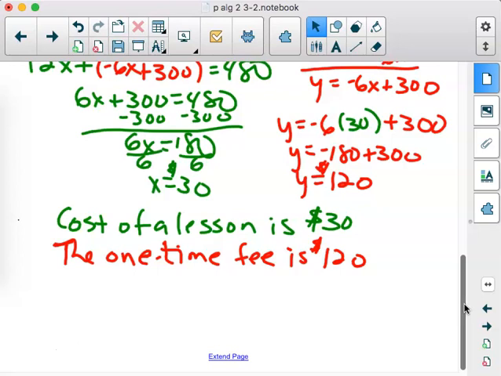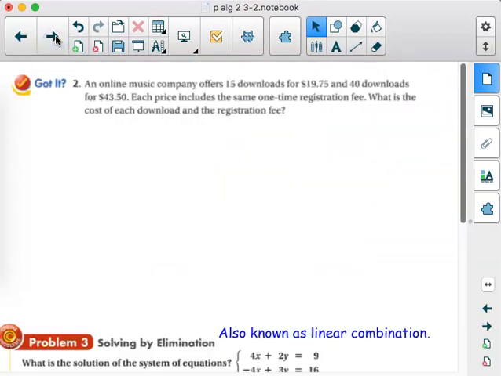So we'll do another one of these and you'll help me out a lot more. So we're looking for those two equations so that we can use substitution and solve them. So that doesn't look like a big scary word problem. Looks kind of little. It says an online music company offers 15 downloads for $19.75 and 40 downloads for $43.50. Each price includes the same one-time registration fee. So this is really, really similar to the piano lessons. What's the cost of each download and the registration fee? Well, I've told you before that when I do a problem, I try to think totals. I don't know about you, but I saw that 19.75 right away and thought that is a total.